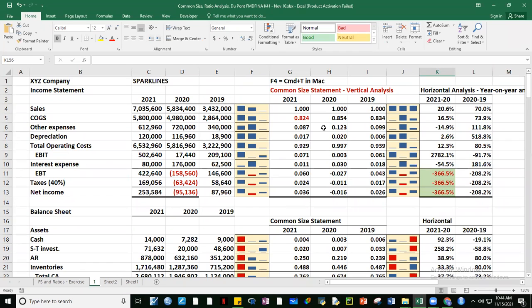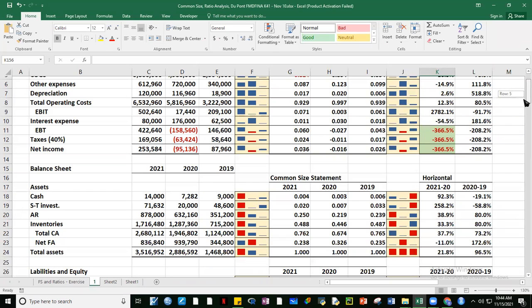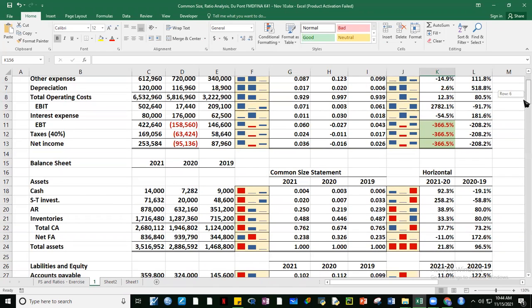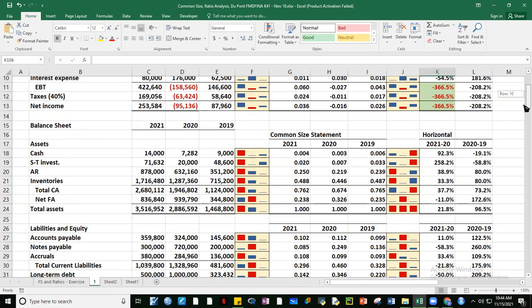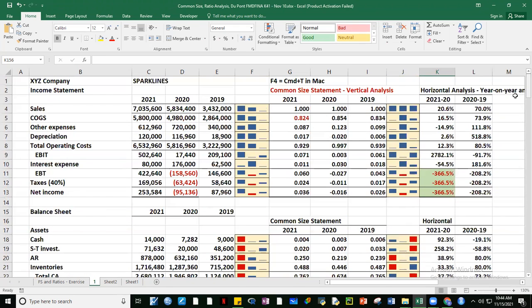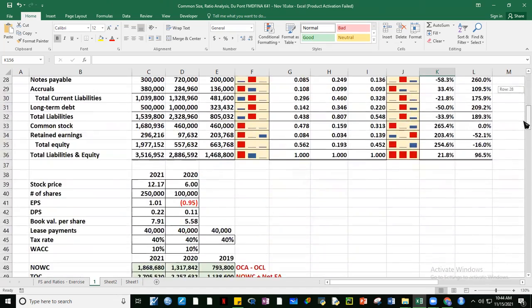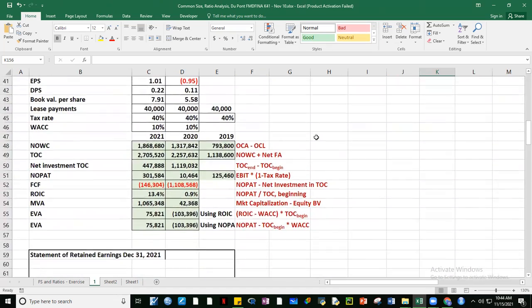And then we also compare it against time, no? Yung previous year's performance and also against the direct competitor. Okay? So it's best in financial analysis, kailangan meron tayong FS din ng direct competitor natin. So we did that also for the balance sheet. Okay, so horizontal analysis naman, ito yung year on year. Okay, tinitingnan natin yung increase ng mga accounts over time. Okay, and then we also had measures on NOWC, TOC. We did this last time.